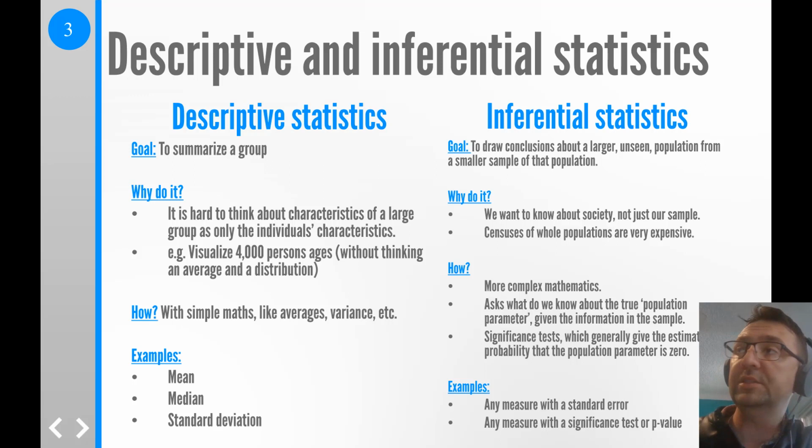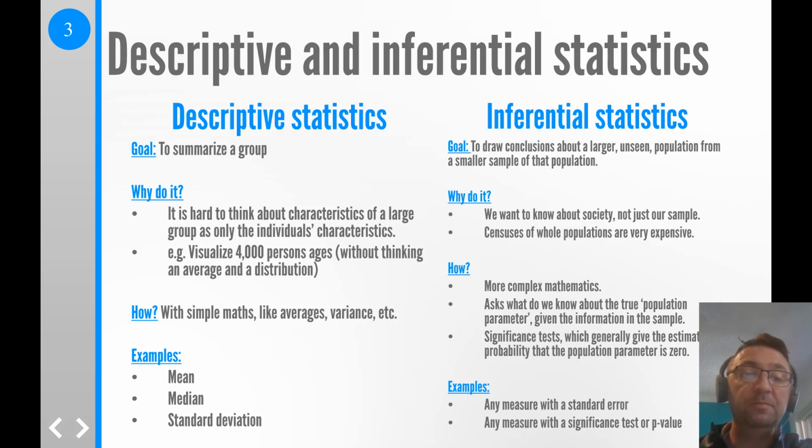When we talk about statistics, it turns out that there are two main classes of statistics. There's descriptive statistics and inferential statistics. Much of what you would have experienced in, say, high school is what's called descriptive statistics. The purpose of descriptive statistics is to summarize a group. So it's things like a mean or a median or a standard deviation.